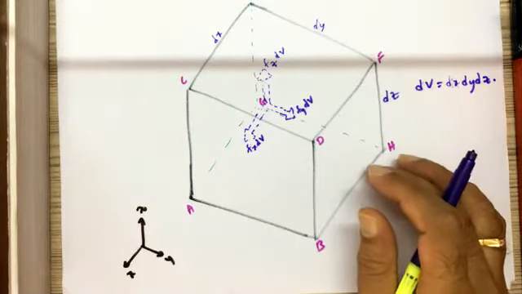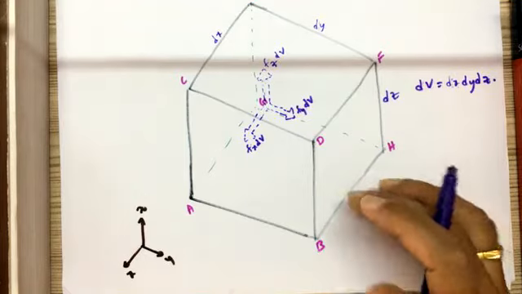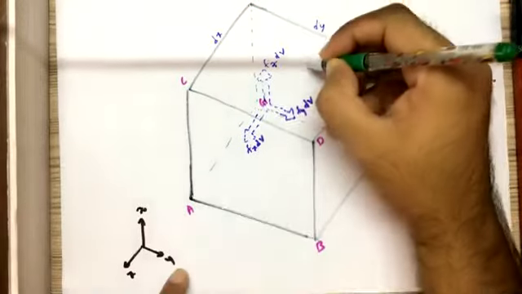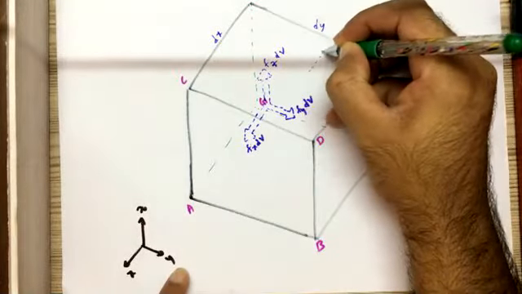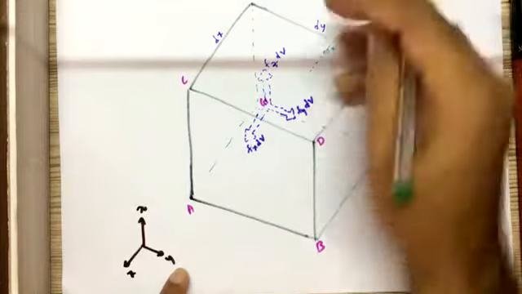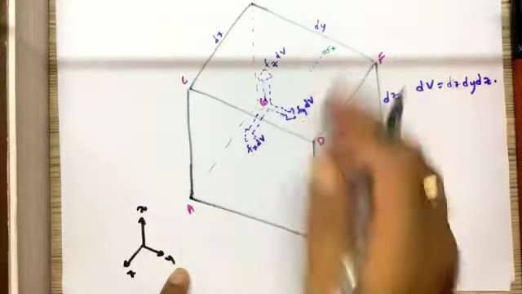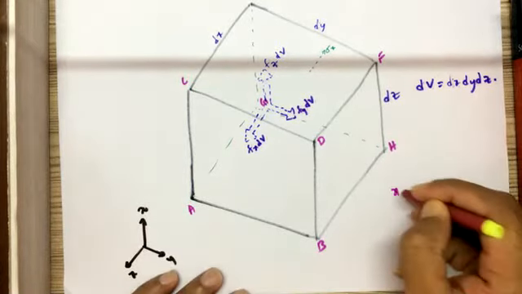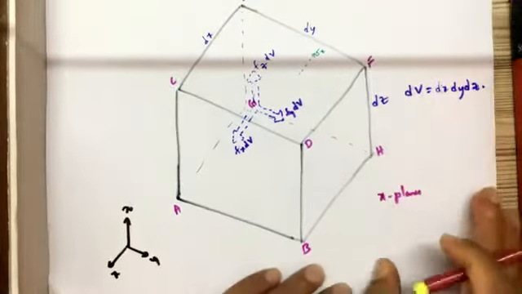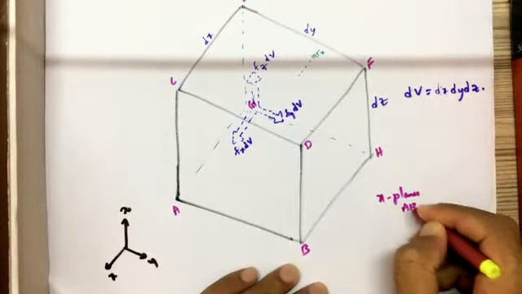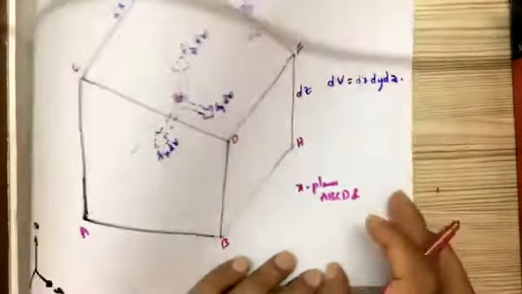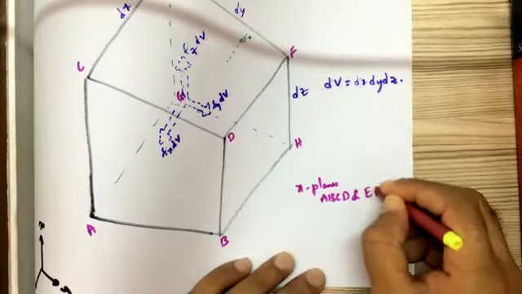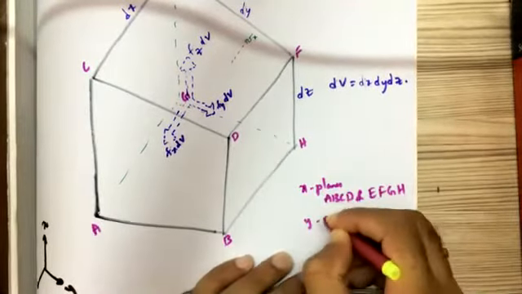Now I'm talking about the stresses. The stress in x direction would be, let this be sigma x. If this x direction is normal, stress is sigma. By the way, what are the x planes we have? X planes we have A, B, C, D, and E, F, G, H.